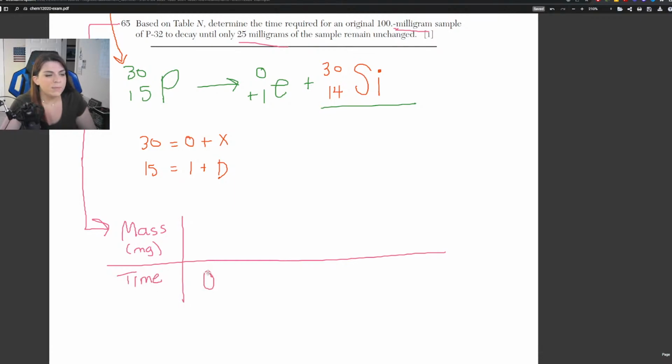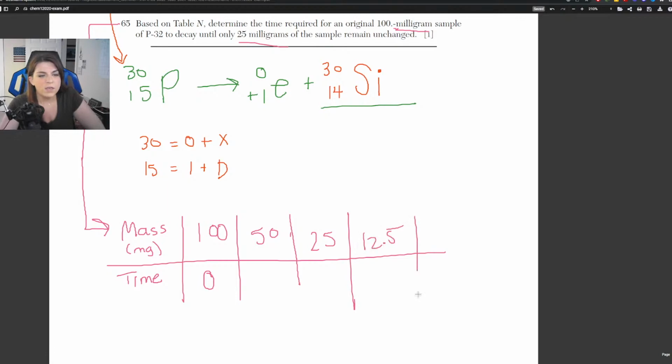And we always start at time equals 0, and we're starting out in this case with a 100 milligram sample. The mass of your sample, or the fraction, or the percent, is going to get cut in half every single time you go through a half-life. So 100 gets cut in half to 50, and then it'll get cut in half to 25. That's where this question ends, but it would get cut in half again to 12.5, and then 6.25, and you can go on and on.